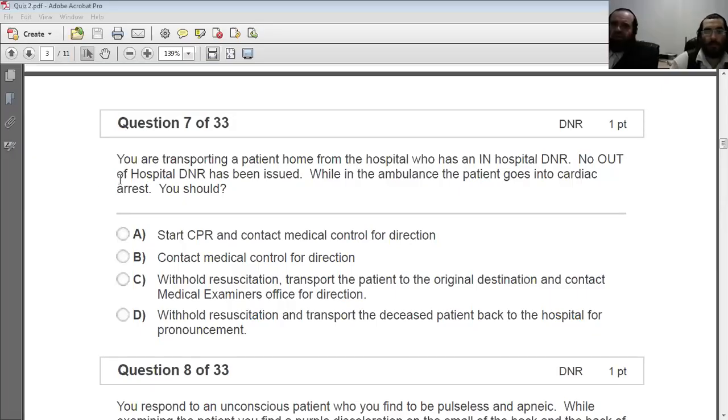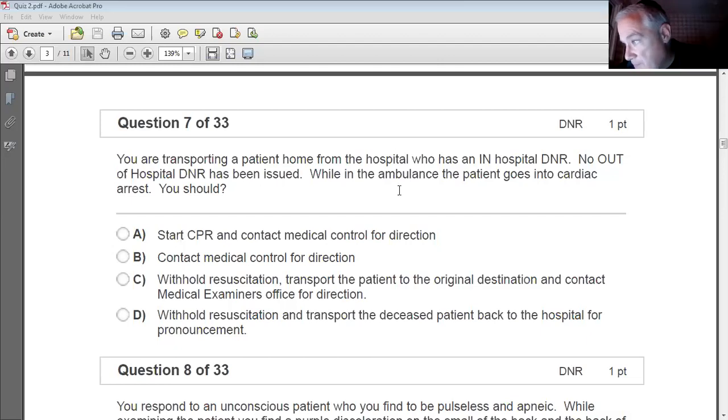Yes, now it is. Okay, so this is the first question somebody had. First of all, I didn't word it so nicely, but let's go through it. You are transporting a patient home from the hospital who has an in-hospital DNR. That's actually a term, in-hospital versus out-of-hospital. An in-hospital DNR is a DNR that's issued to a patient when they're in the hospital, and it covers them from the time they're in the hospital until the time they get home. So it actually covers us for the transport home.